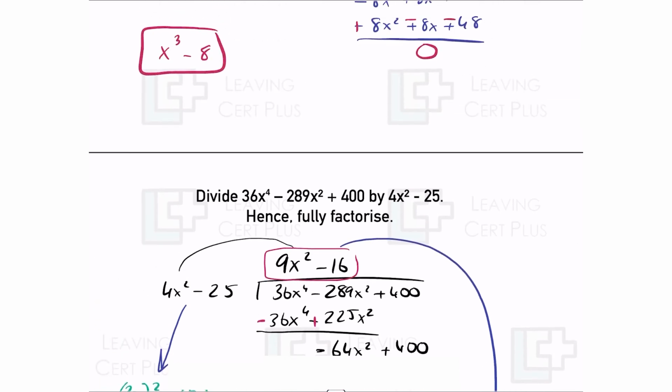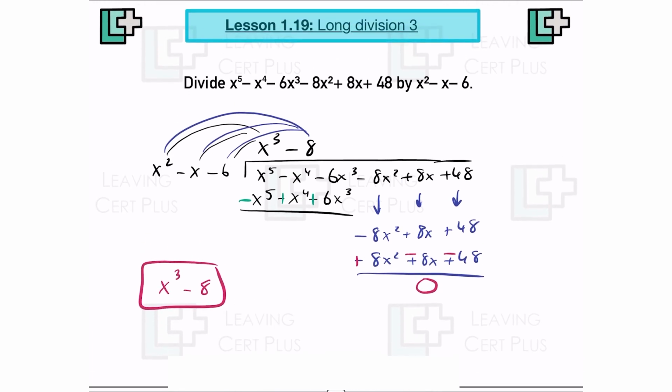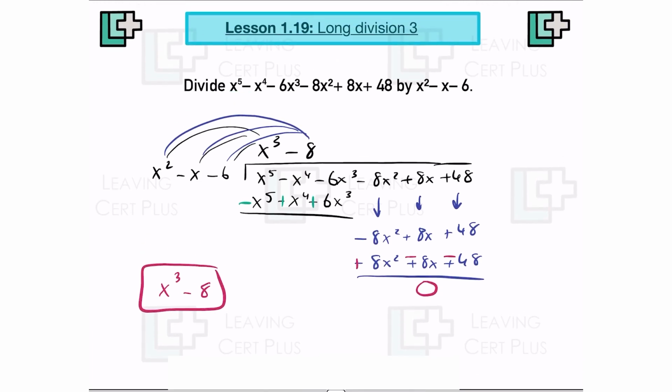So key take home from this lesson is sometimes you'll be asked for higher powers worth of division, but it's the same steps in that your long division.